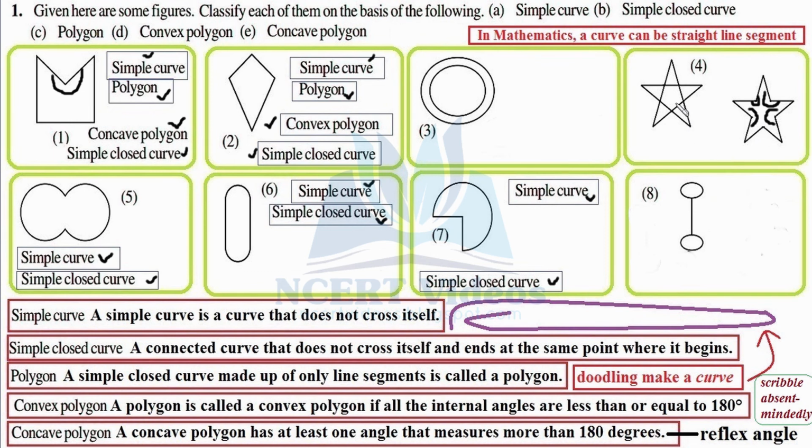The initial question was this. It is not a polygon in the first place. Here, it is not a polygon in the first place. Again, not a polygon in the first place. Similarly, the last figure is not a polygon in the first place.